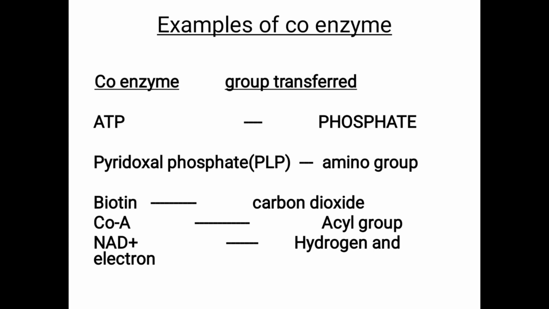NAD, group transferred is hydrogen and electron. The electron should come along with the hydrogen. Remember this last sentence, NAD group transferred is hydrogen and electron. No confusion, there are two columns: one is coenzyme, the second is group transferred. ATP transfers phosphate, PLP transfers amino group, biotin transfers carbon dioxide, coenzyme A transfers acyl group, NAD transfers hydrogen and electron. The electron should come along with the hydrogen.